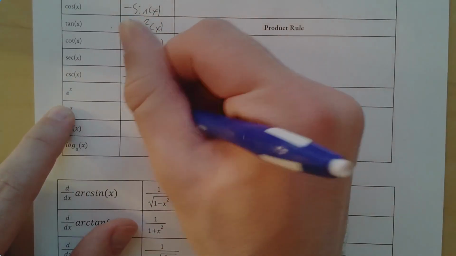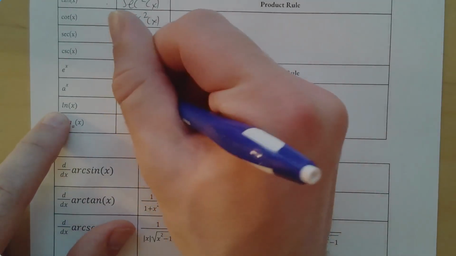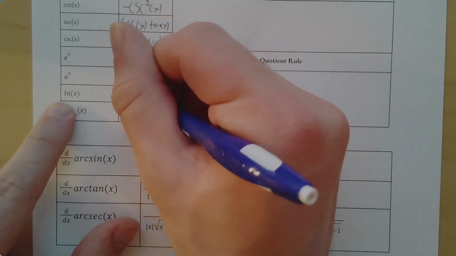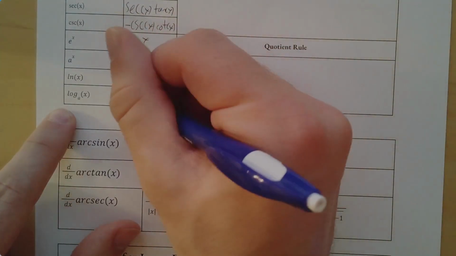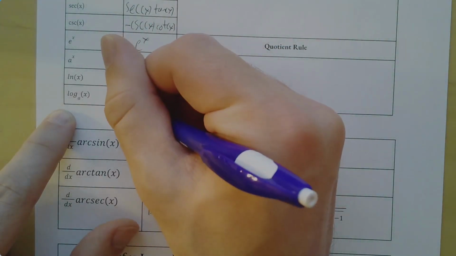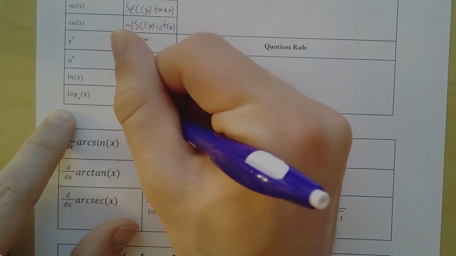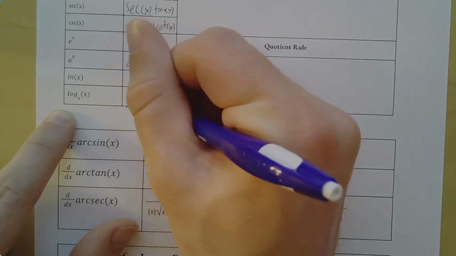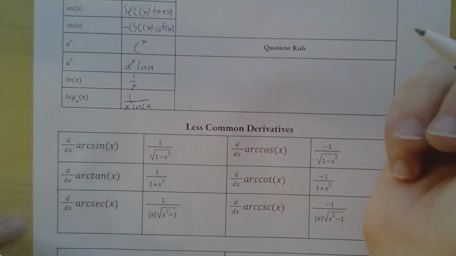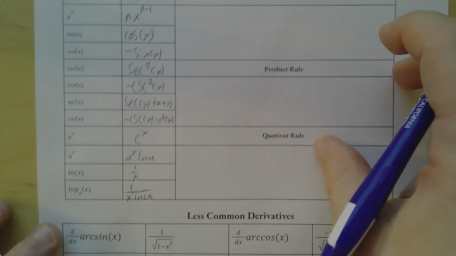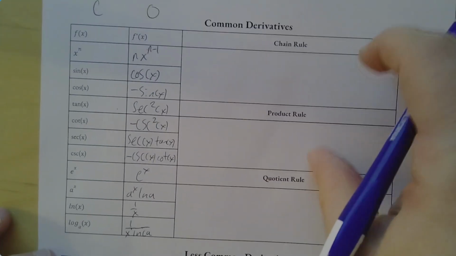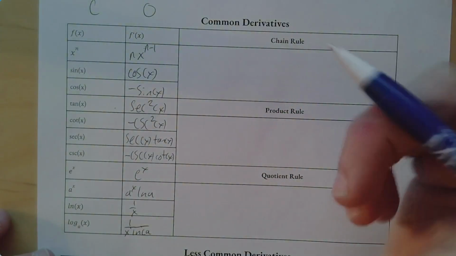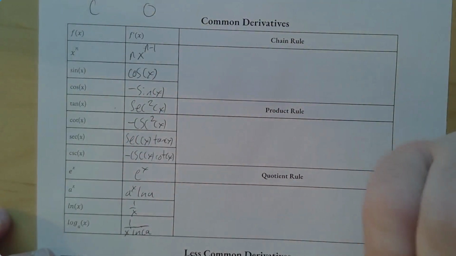e to the x is e to the x. a to the x is a to the x ln a. ln x is 1 over x. And log base a of x is 1 over x ln a. Okay? So if you could not knock those out at the speed that I did that, if you couldn't go boom, boom, boom, boom, boom, you don't know them. You don't know them, right?